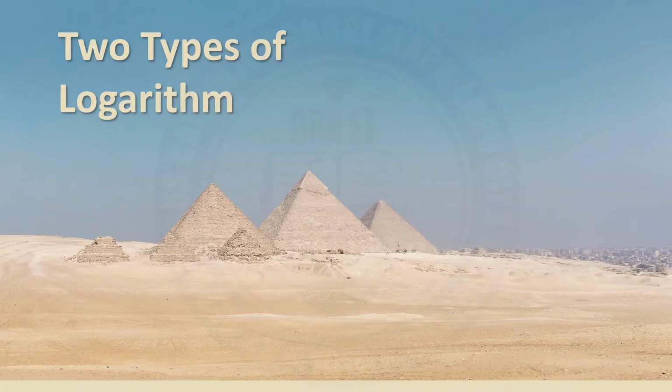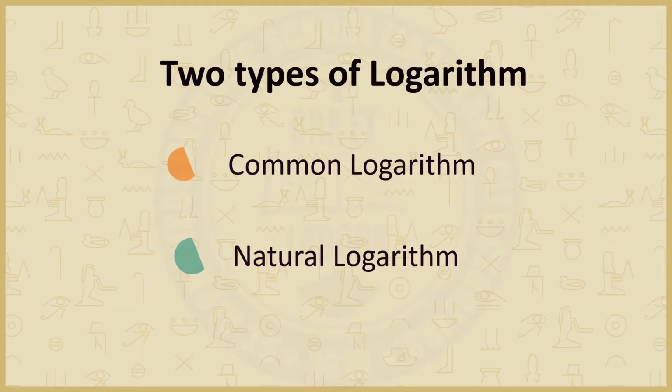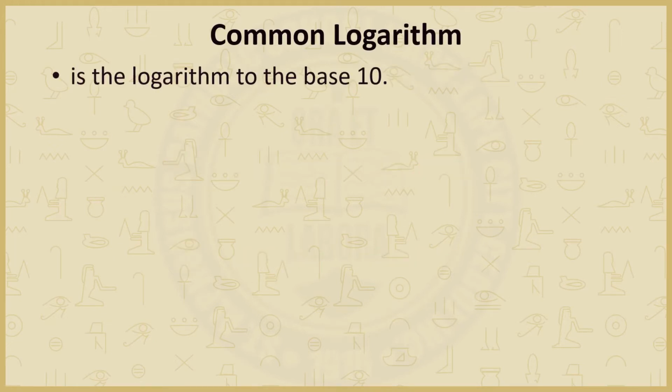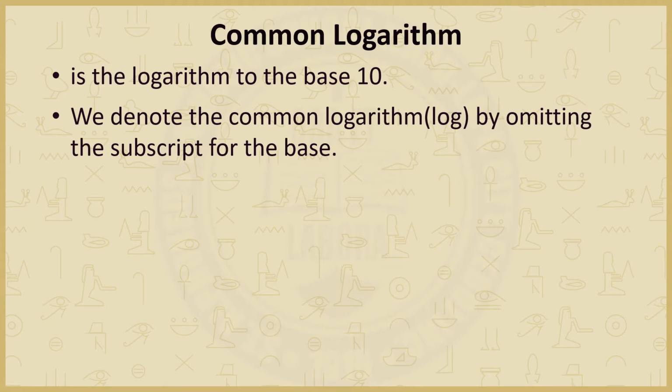There are two types of logarithm. They are the common logarithm and the natural logarithm. When we say common logarithm, it is the logarithm to the base 10. We denote the common logarithm by omitting the subscript for the base.